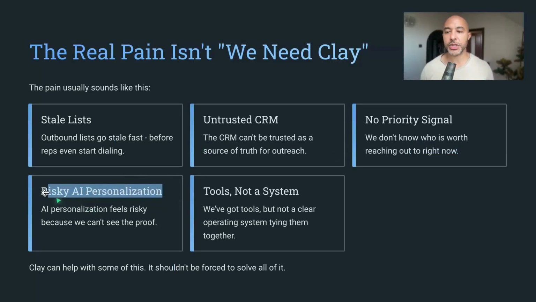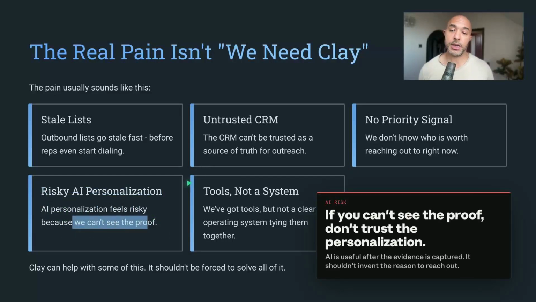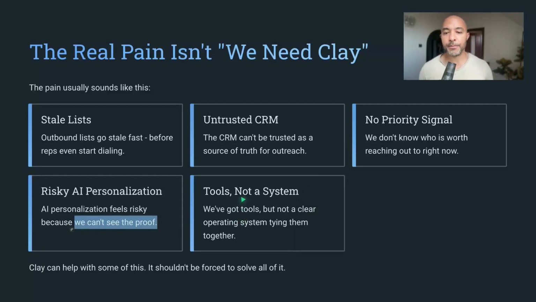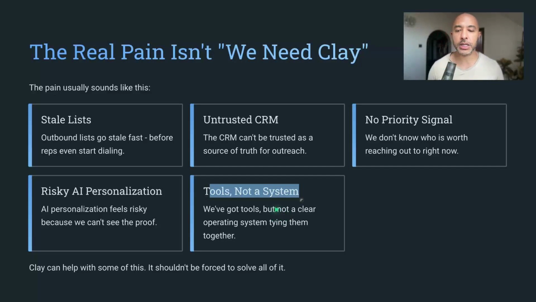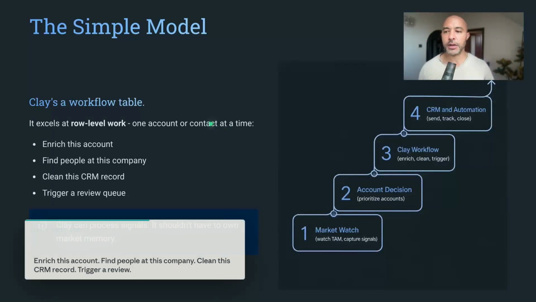Risky AI personalization, right? AI personalization feels risky because we can't see the proof. And I'm going to reference some other tools later that are going to be helpful for this kind of thing. And we have a lot of tools, but not a clear operating system or procedure to tie everything together. Clay can help with some of this, and it shouldn't be forced to try to solve all of this, though.